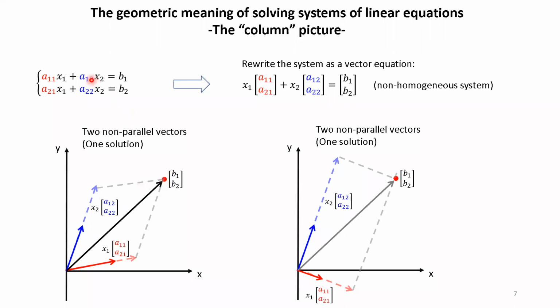Previously, in the row picture, we were considering two lines intersecting each other. Now we look at it in this way: I want to take the first vector multiplied by some factor x1, plus the other vector multiplied by some other factor x2, such that this sum will give me this b vector. So that's what happened.